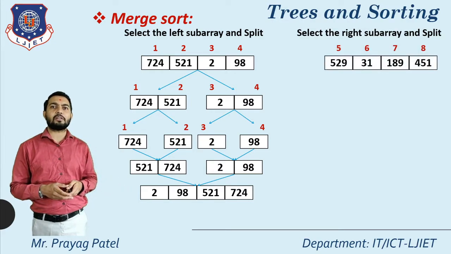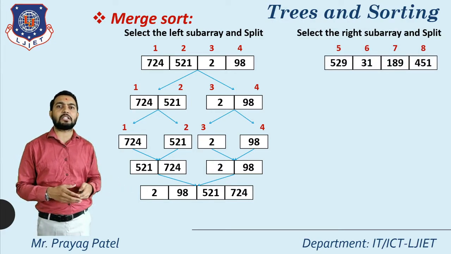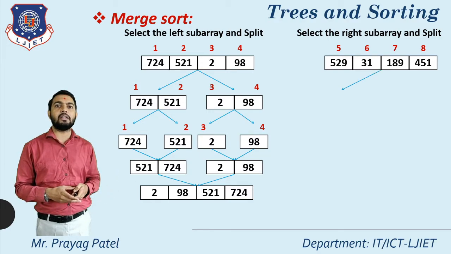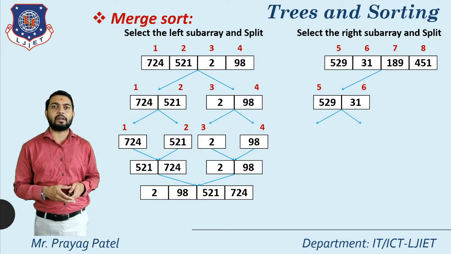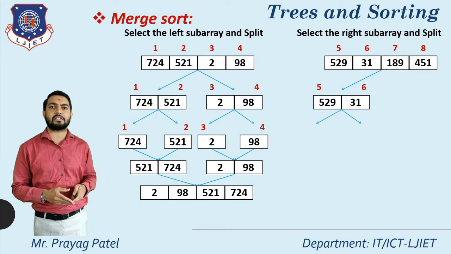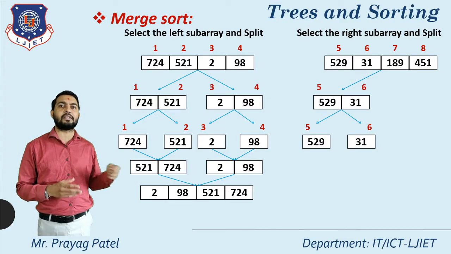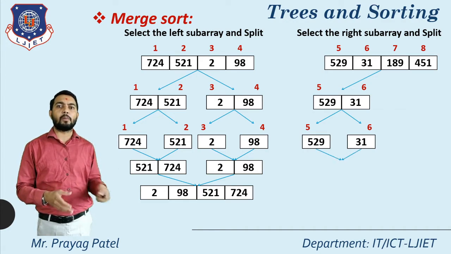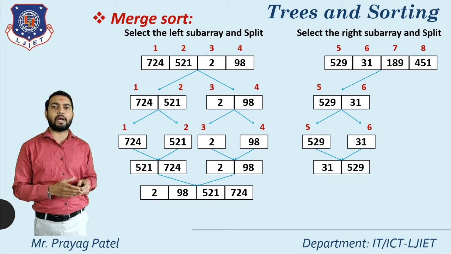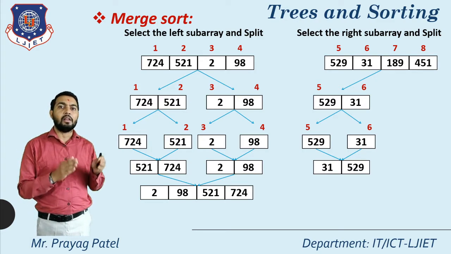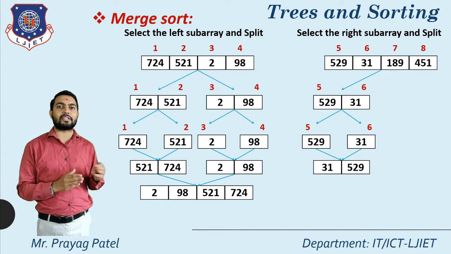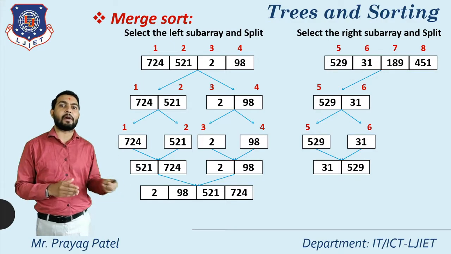So for the right sublist, select the right sublist, then split this list into two parts. In these two parts, 5, 6 is the left part, 7, 8 is the right part. Now in 5, 6, we divide this list into two parts, 5 as the left and 6 as the right. After that, we combine these two elements. After combining, we will get the sorted list, because at the merging step we have to arrange the list into ascending order. So first 31, then 529.